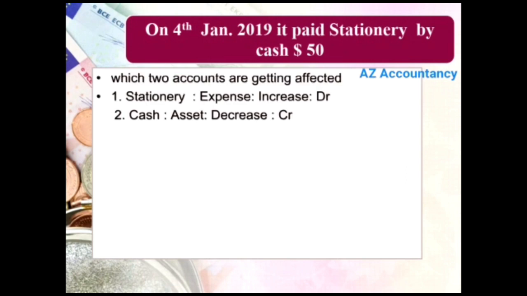So we identified two accounts, stationery and cash. Stationery belongs to expense and expense is increasing here. It should be debited. Cash account is asset. It is decreasing here. It is credited because we are paying cash. Now let's see how it is recorded in the book of original entry journal.